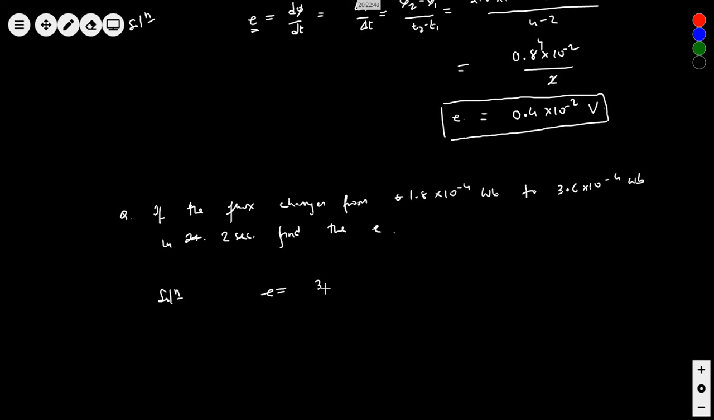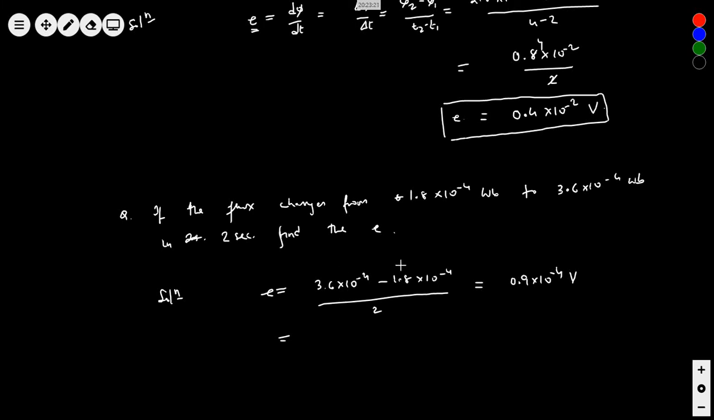3.6 into 10 to the power minus 4 minus 1.8 into 10 to the power minus 4, divided by 2. I've already said 2 seconds. So 2 minus 0. So how much is the answer? 1.8 into 10 to the power minus 4 by 2, so that gives me 0.9 into 10 to the power minus 4 volt.